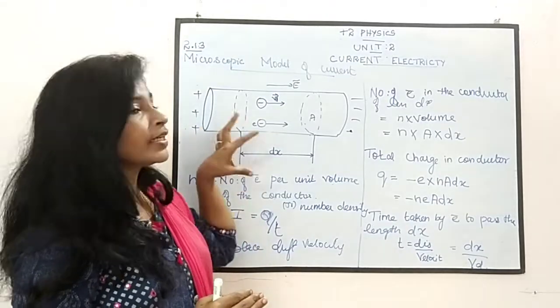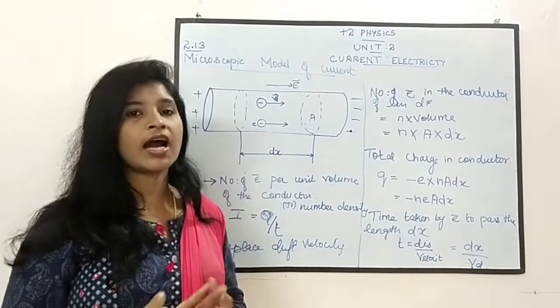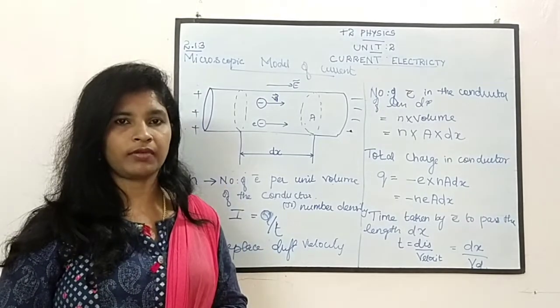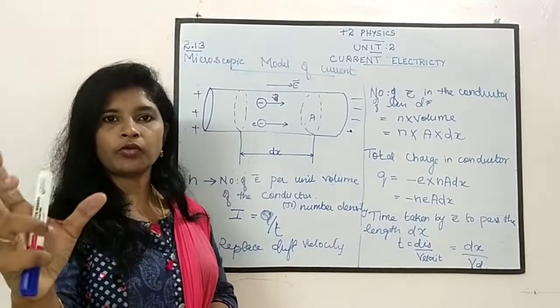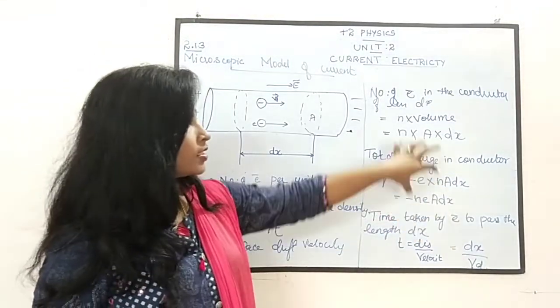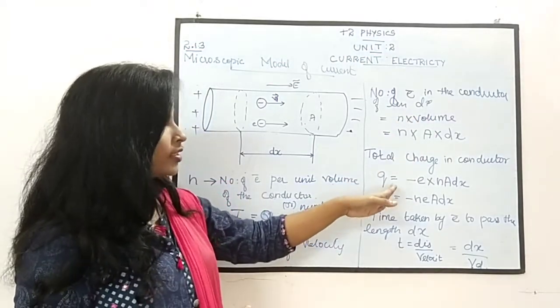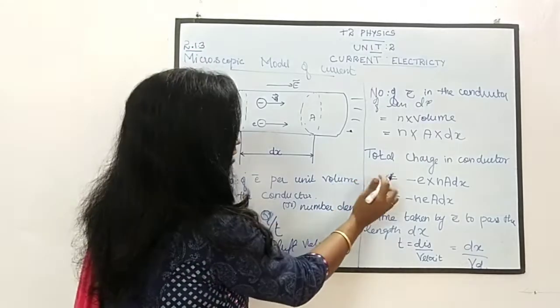Now the total charge in the conductor. What is the total amount of charge in the conductor that we are going to calculate? For one electron this amount of charge will be there, right? Similarly for this number of electrons we find how much charge there is. So the total charge in the conductor we can take as capital Q.